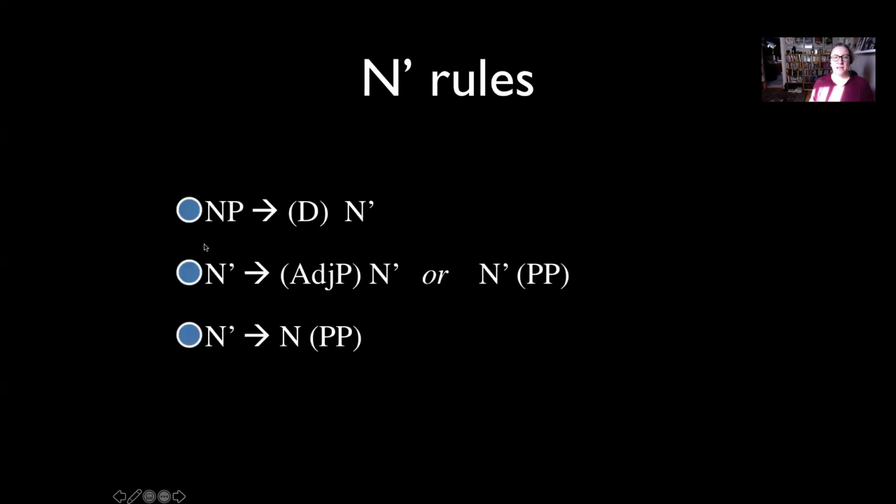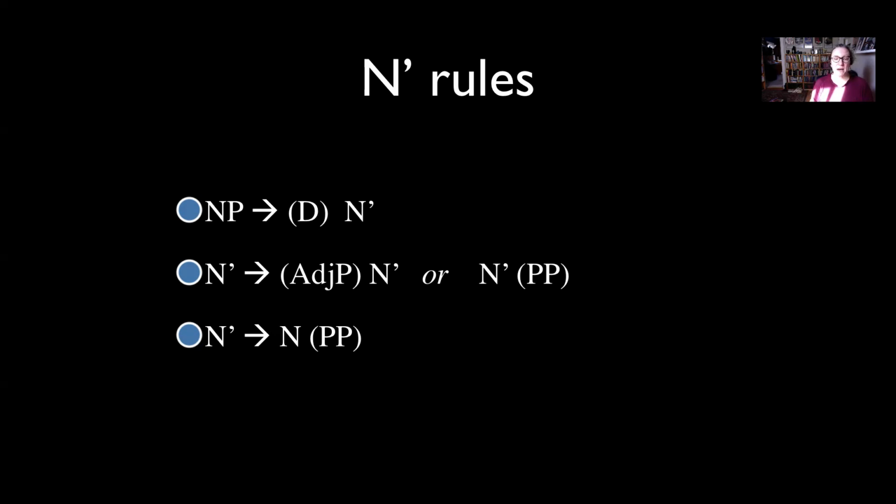So N-bar rules. How do we know when to put an N-bar in? A noun phrase consists of a determiner and an N-bar. An N-bar consists of an optional adjective phrase and an N-bar, or an N-bar and a prepositional phrase. And then an N-bar is made of the noun and the preposition.